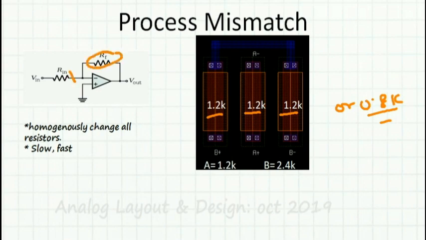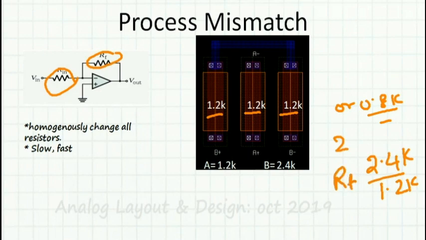So if I need a gain of 2, even if there is a mismatch which is uniform, then the resistor RF will be 2.4k and Rin will be 1.2k, such that RF by Rin is still the same as 2. I have no issue because I am using the ratio of resistors.